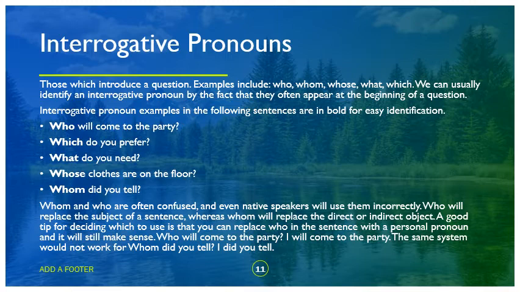Who will come to the party? I will come to the party. So here they are basically again giving you a sort of a tip or a test that you can make. A question, go through the kind of answer that the question will give, it will make you understand if it is substituting the subject or if it is substituting the object. Who will come to the party? I will come to the party. The same system would not work for whom did you tell.